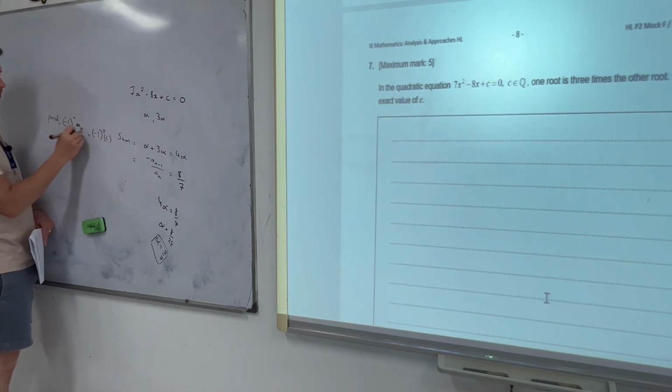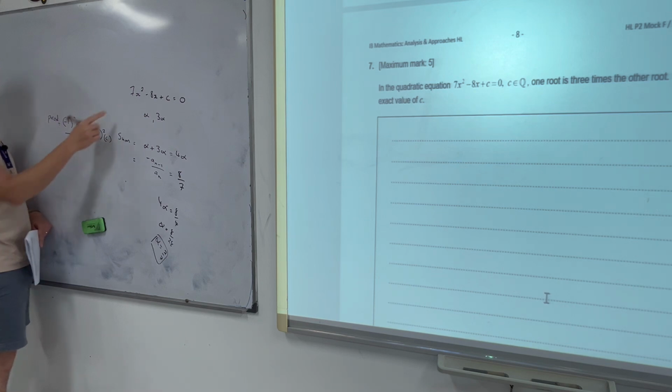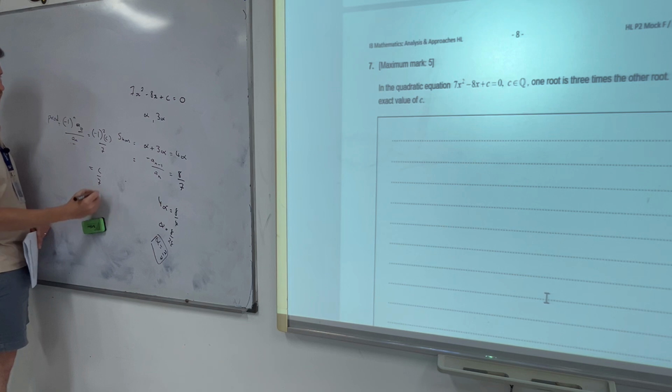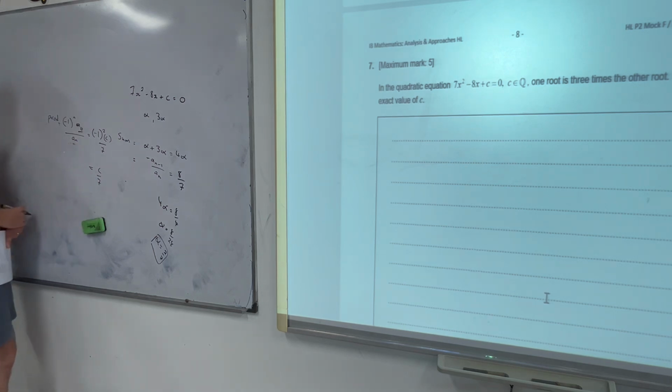C in for this one. a_n is 7. So we get c over 7 is equal to what? Well, it's equal to the product of the roots. It's alpha times 3 alpha, which is 3 alpha squared. So these two equal each other. c over 7 is equal to 3 alpha squared.